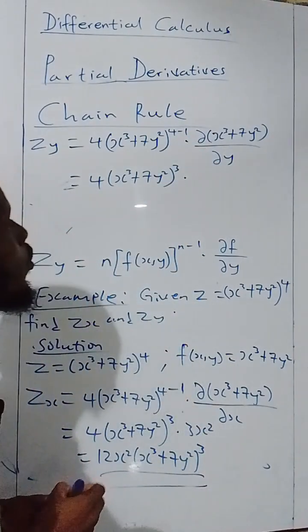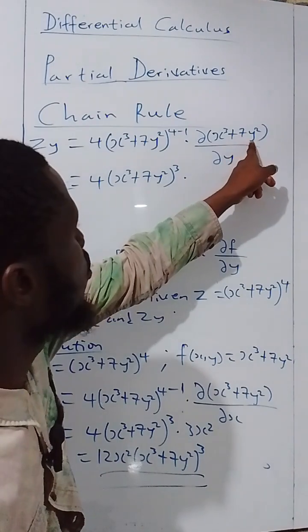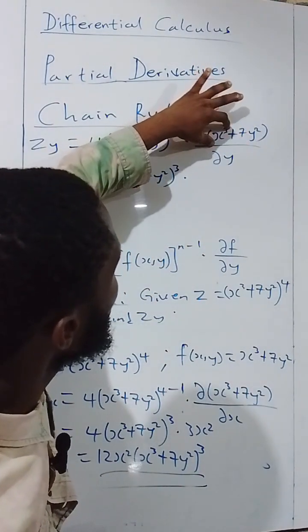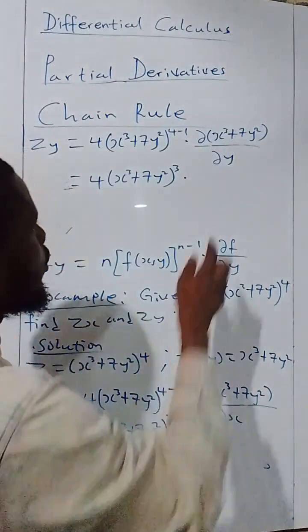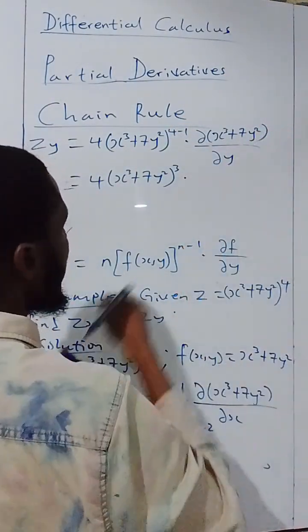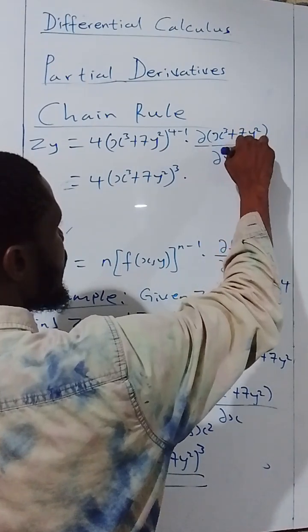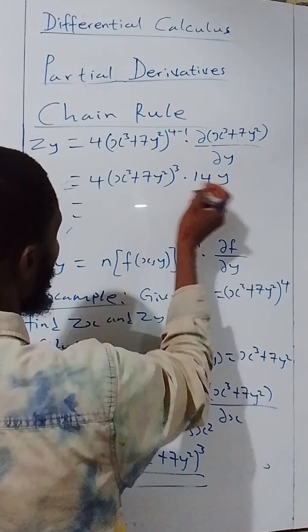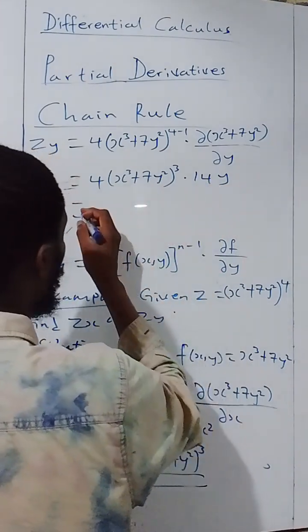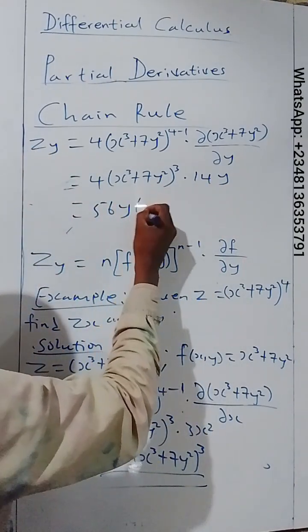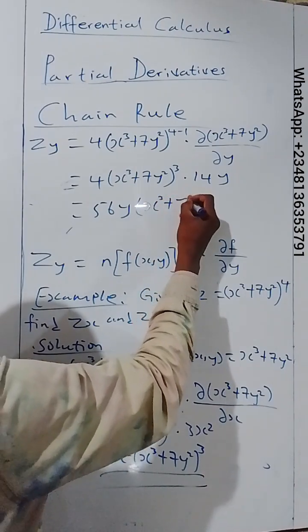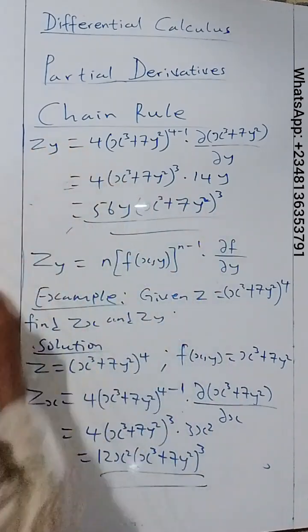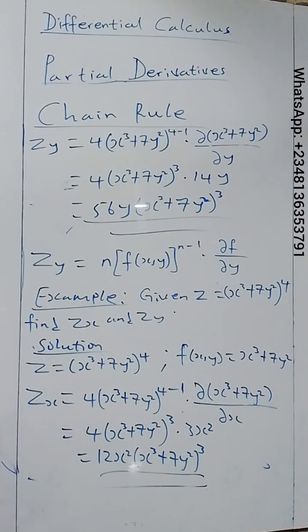Then you multiply. When you differentiate this with respect to y, y is the variable, so you ignore x raised to the power 3 and only differentiate 7y squared. That gives, you bring down the power and multiply by the coefficient, 14y. Then you can simplify further: 4 multiplied by 14y is 56y, times the bracket x raised to the power 3 plus 7y squared, everything raised to the power 2. So this is the partial derivative of z with respect to y.